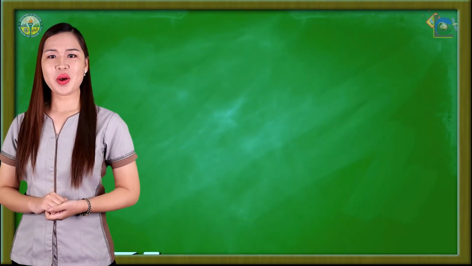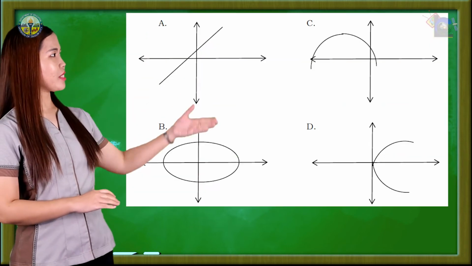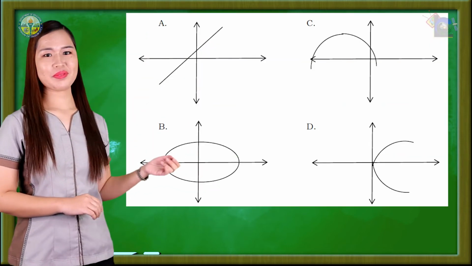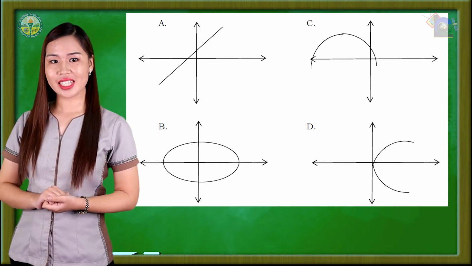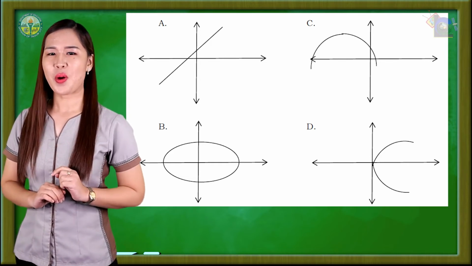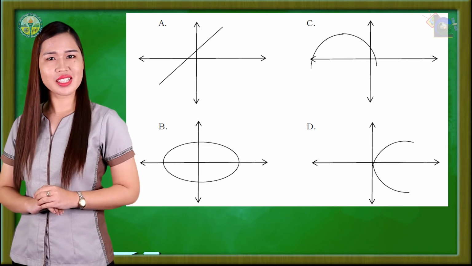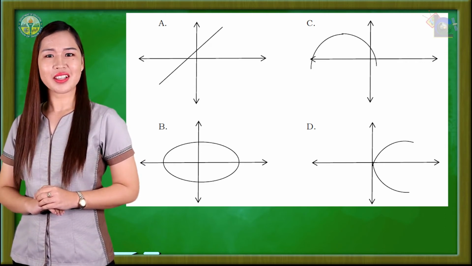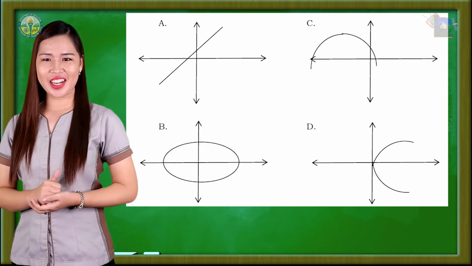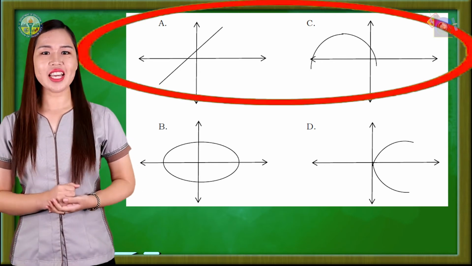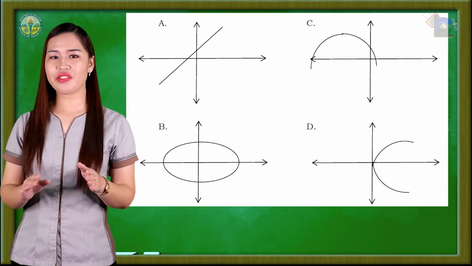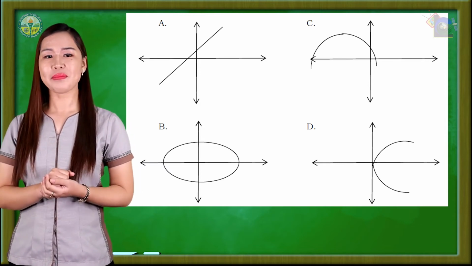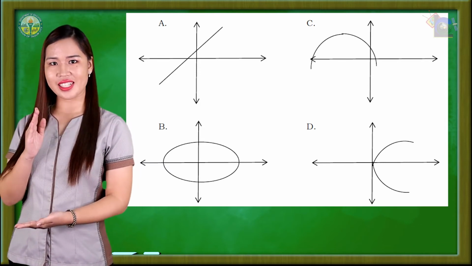To illustrate, we have the following graphs. Now, using the vertical line test, can you identify which graphs are functions? Great job, senior high learners! A and C are graphs of functions, while B and D are not functions because they do not pass the vertical line test.